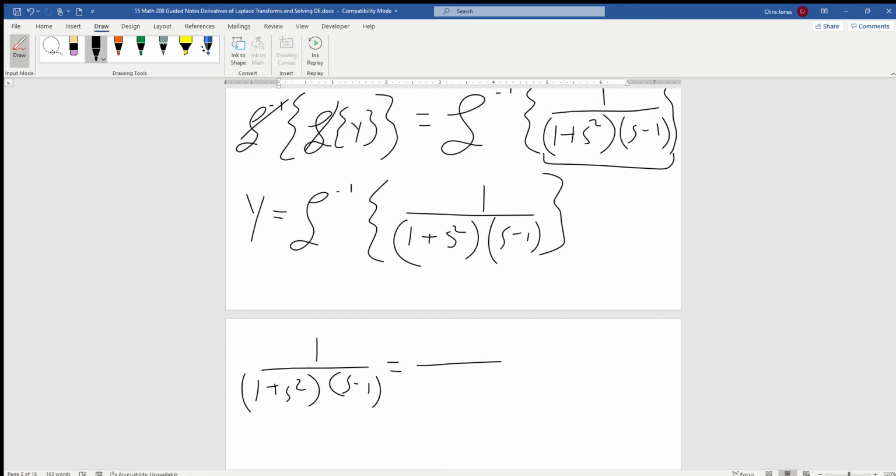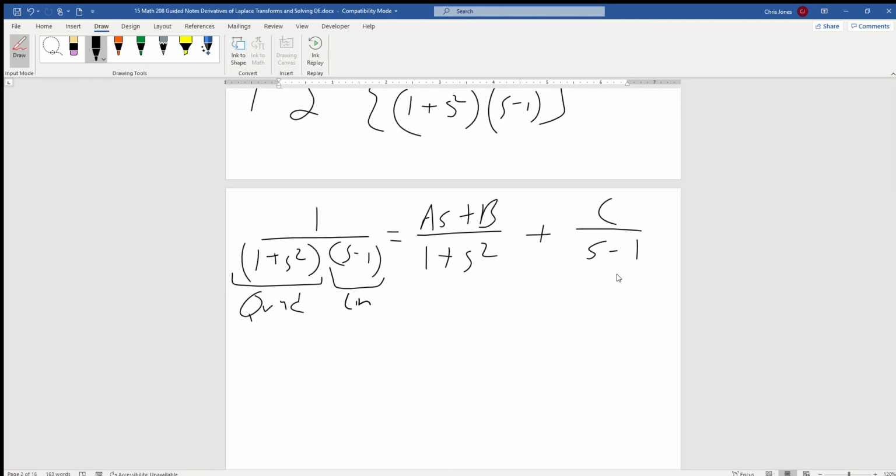When we do the decomposition, notice that we do have a quadratic. For our quadratic, remember the numerator has to have one less power than the denominator. So it's going to be 1 plus s squared in the denominator, with as plus b in the numerator. And then to the right of that, we have our linear term. So this one's a quadratic and this one's a linear term, which is going to be c over s minus 1. We're going to multiply through by the common denominator. So we get 1 is equal to as plus b.